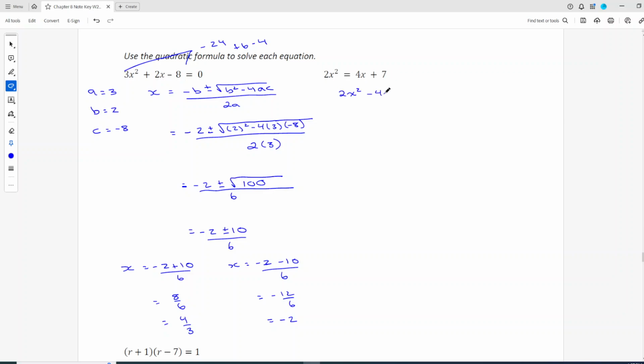So we're going to minus the 4x, we're going to minus the 7, equal to 0. So that tells me that a is 2, b is negative 4, and c is negative 7. And then plug it in.